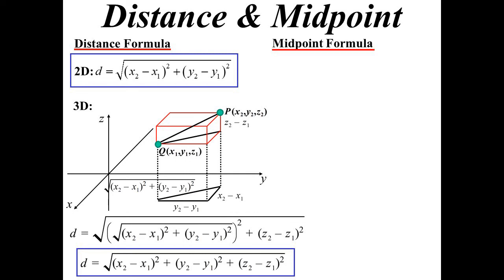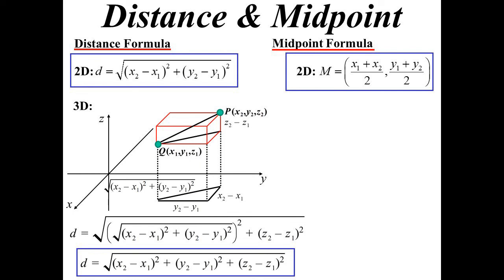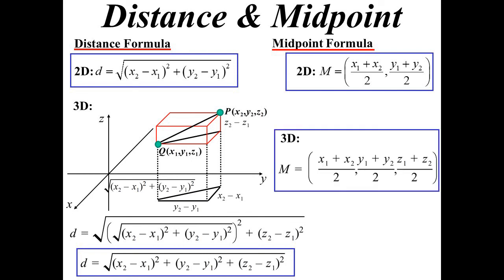Midpoint, similar sort of idea. You're finding the average of the values with a midpoint. So in 2 dimensions, you find the average of the x values and you find the average of the y values. Well, in 3 dimensions, we do exactly the same thing, but now we also find the average of the z values as well. So a lot of these things we already know in 2 dimensions transfer very nicely to 3 dimensions.